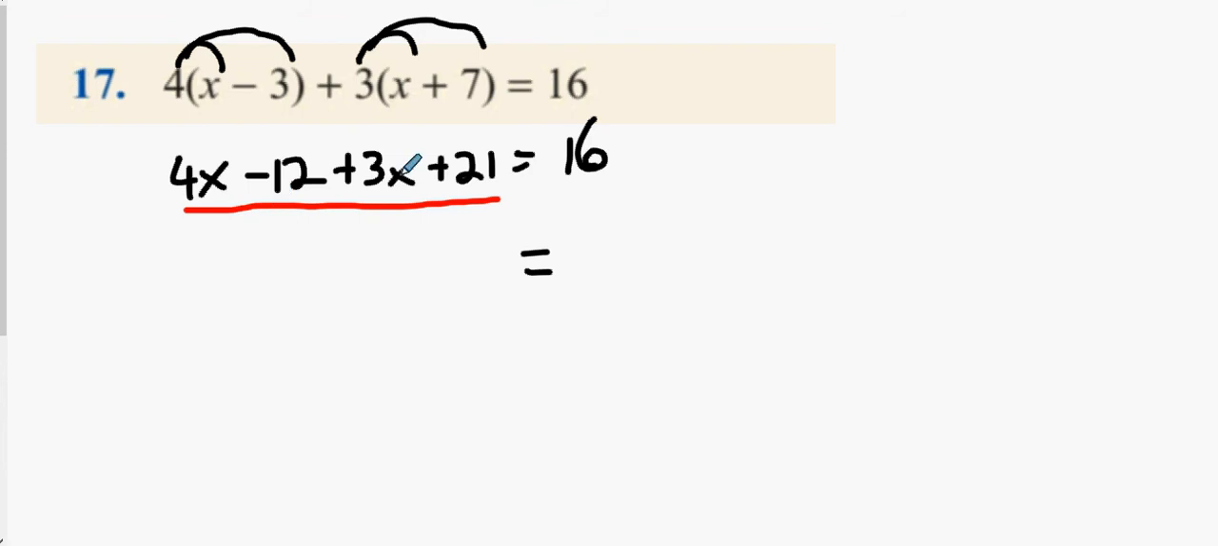4x plus 3x is 7x. Minus 12 plus 21 is... You have €21 and you owe somebody €12. How much money do you have? Is it 9? You have €9. Perfect. Now, the whole goal of these questions is they're solved questions.